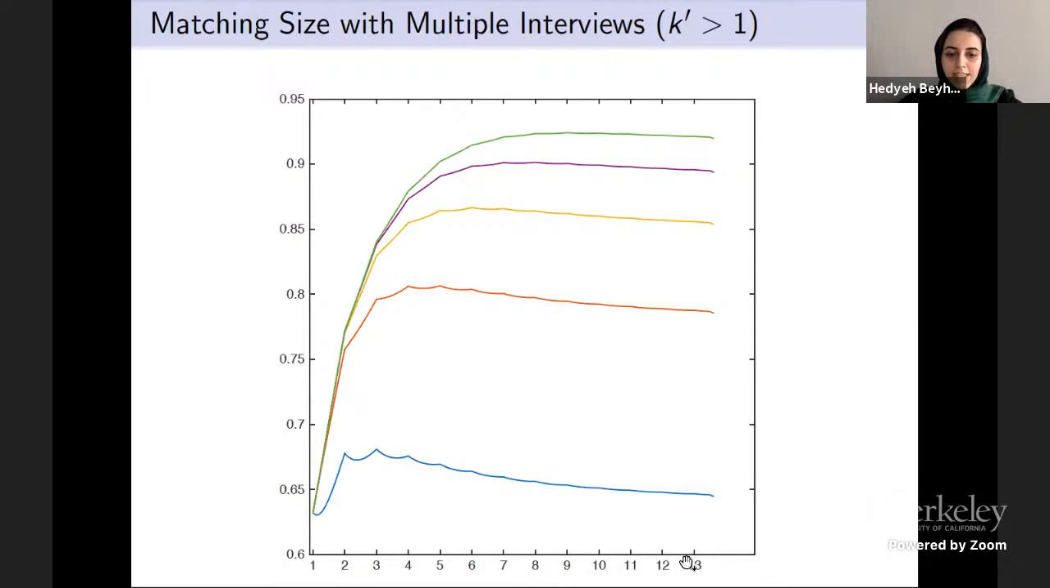Here, the x-axis is again the average number of applications, and the y-axis is the size of the matching. Here we see the curve with a single interview that we saw previously. This is with 2 interviews, 3 interviews, and so on. So as you see with more applications, we still have our 2 weird properties, the non-monotonicity and also the U-shaped between integers as before, but it happens with a lesser degree.